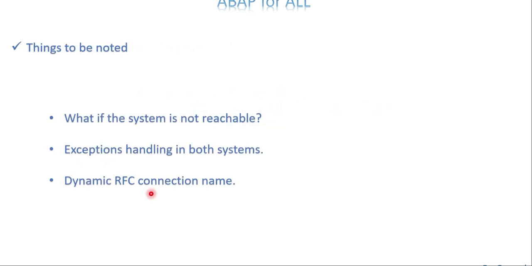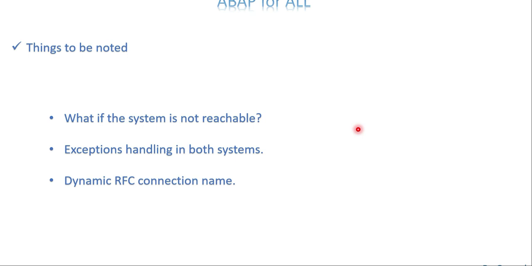What else? Okay, a few things to be considered from my perspective. So maybe it can be added once you start working on it. What if the system is not reachable? So we have to check with the business. So if it does not happen, whether I need to stop the transaction or how to handle the error handling part. Okay, and exception handling in both systems. So whatever failures happen in whichever system, we have to handle it. We have to give a proper message to the relevant people about the failure.